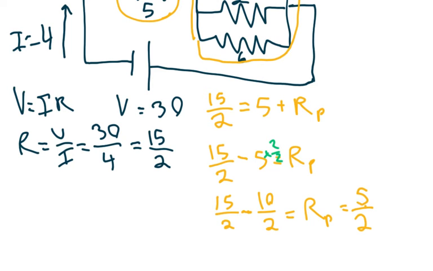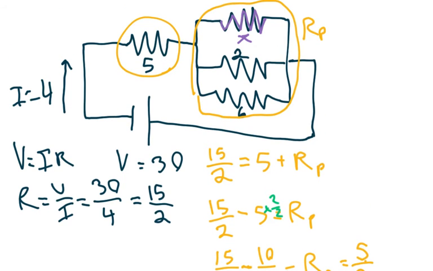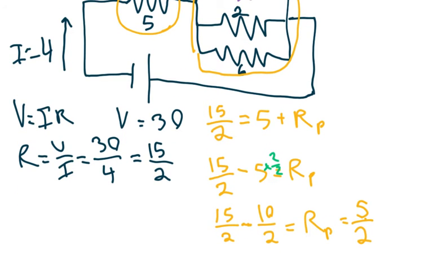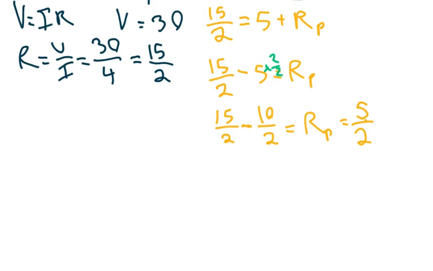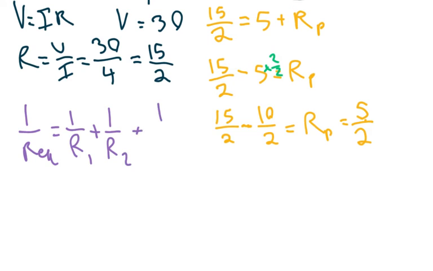And again, we can't really simplify this or do much with this. So now we want to solve for our x, and we can use this ugly little formula that we had before, which is 1 over R_EQ equals 1 over R1 plus 1 over R2 plus 1 over R3, right? Because this time we have 3. So in this case, 1 over R_EQ is equal to 5 halves. So we have 1 over 5 halves.